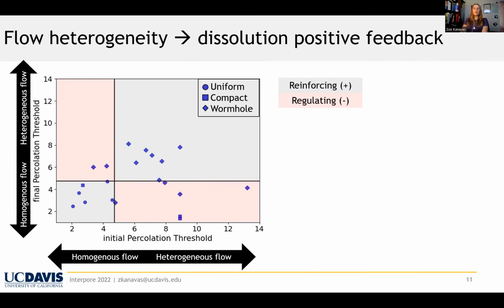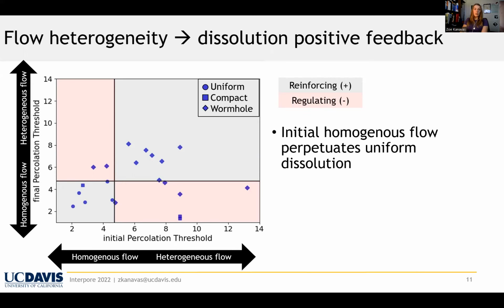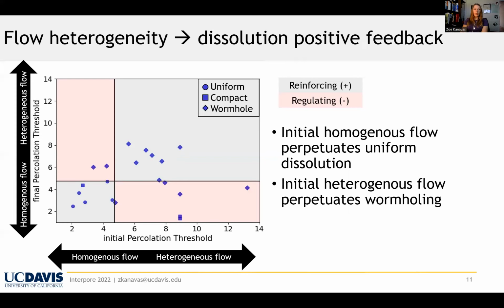Because we have the structural evolution of our samples, we got interested in looking at how the flow was arranged as dissolution progressed. Here is a plot of the initial on the X and final on the Y metrics for flow heterogeneity. Remember that low values indicate a homogeneous flow and high values indicate a heterogeneous flow. From this, we see generally that initial homogeneous flow perpetuates uniform dissolution and initial heterogeneous flow perpetuates wormholing. We deem this behavior reinforcing.